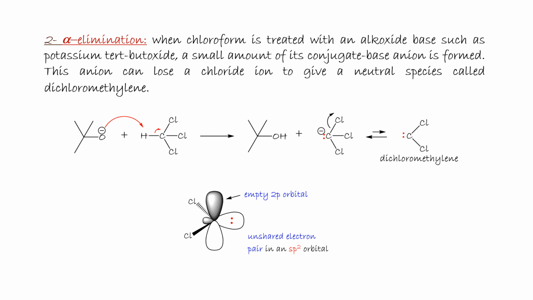We also can get carbene from alpha elimination. Thus, when chloroform is treated with an alkoxide base, such as potassium tertiary butoxide, a small amount of its conjugate base anion is formed. This anion can lose a chloride ion to give a neutral species called dichloromethylene. In dichloromethylene, the carbon is sp2, the lone pair is in an sp2 orbital with an empty p orbital.